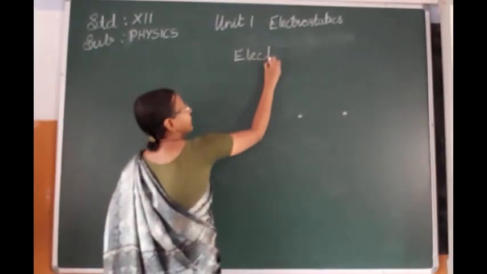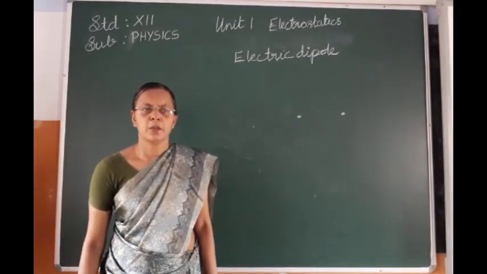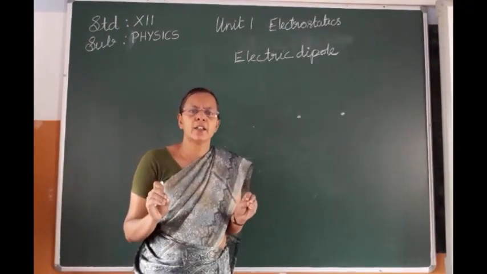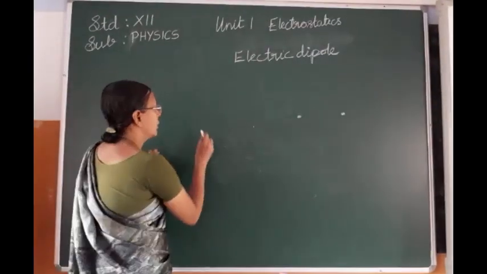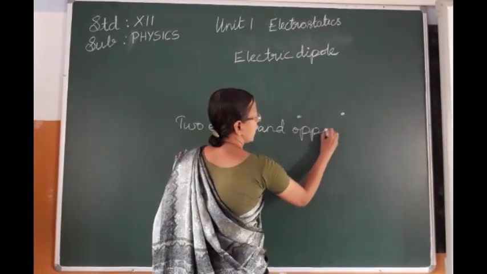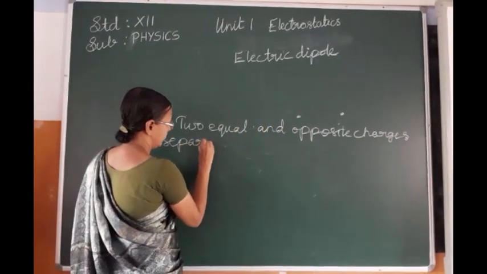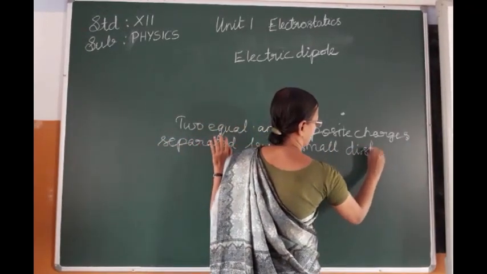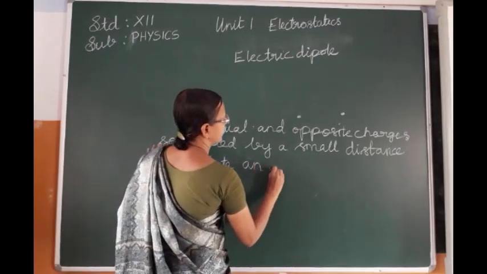Electric dipole. What is an electric dipole? In this electric dipole also we are going to learn about point charges only. Two equal and opposite charges separated by a small distance constitute an electric dipole. I am writing the definition on the blackboard: two equal and opposite charges separated by a small distance constitute an electric dipole. I have to know this.